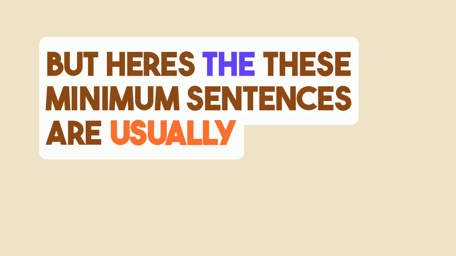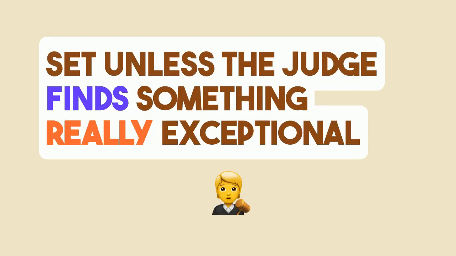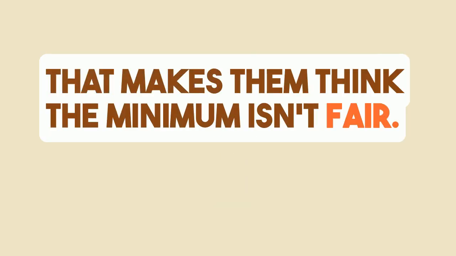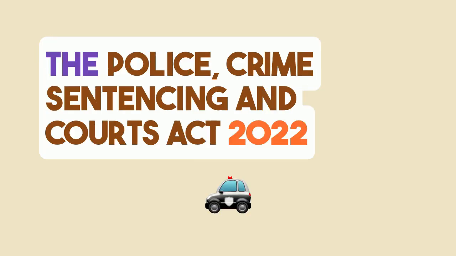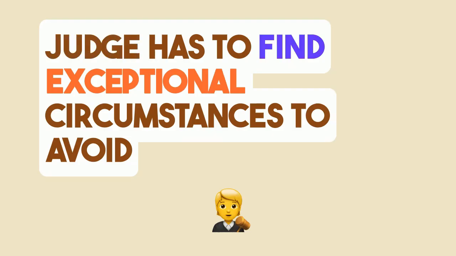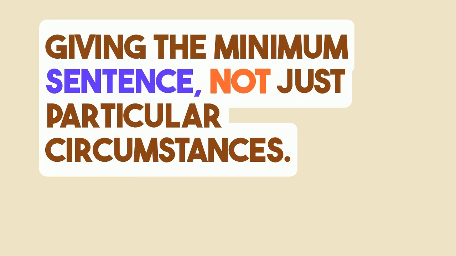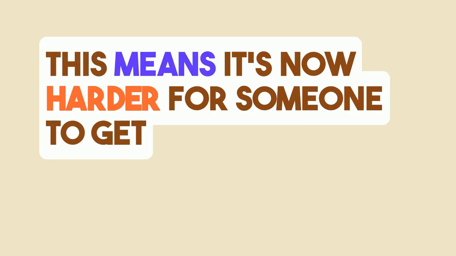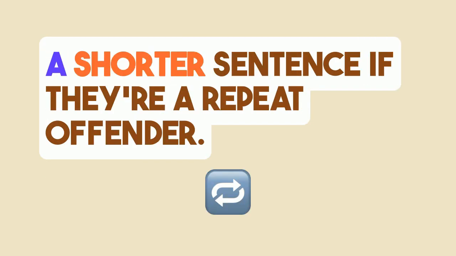But here's the thing, these minimum sentences are usually set unless the judge finds something really exceptional that makes them think the minimum isn't fair. The Police, Crime, Sentencing and Courts Act 2022 made this even tougher by saying that the judge has to find exceptional circumstances to avoid giving the minimum sentence, not just particular circumstances. This means it's now harder for someone to get a shorter sentence if they're a repeat offender.